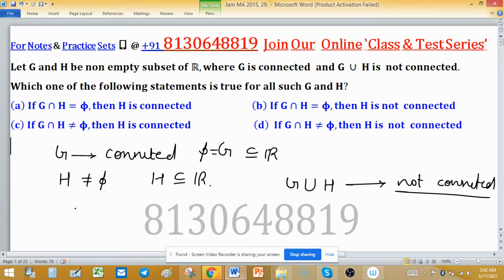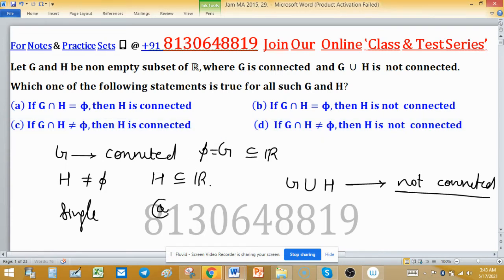So we have to remember one thing to solve this problem: a singleton set is always connected, and intervals of R, either open, closed or semi-open, will be connected. So we solve this problem by taking the options one by one.